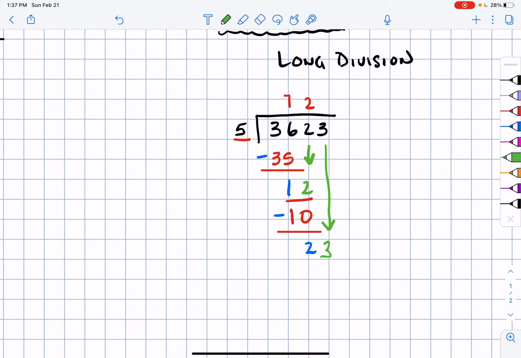So step 1, how many times does 5 go into 23? Actually, let me do it this way. So how many times does 5 go into 23? And you're going to say 4 times. So that's step 1. Second step is to multiply 5 times 4, which is 20.